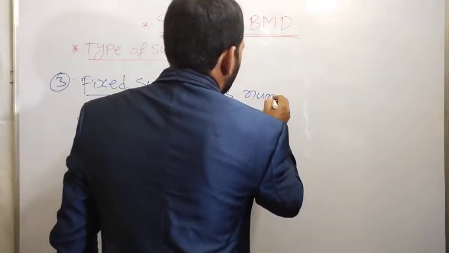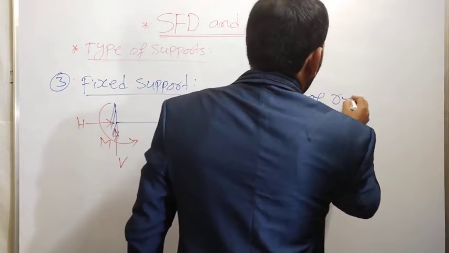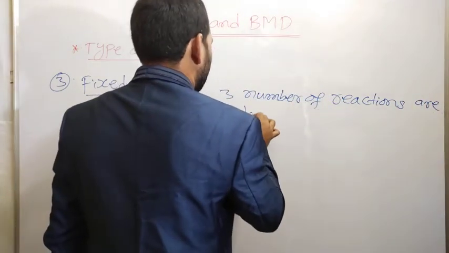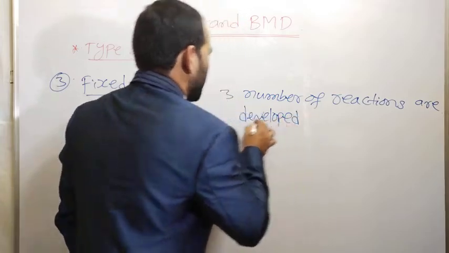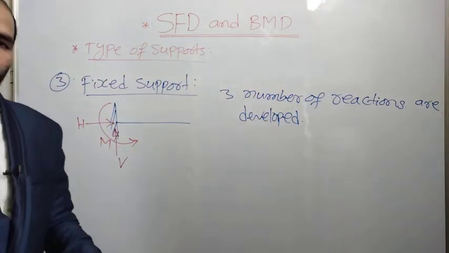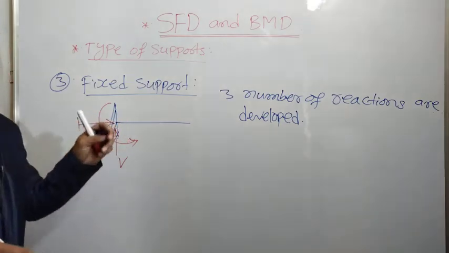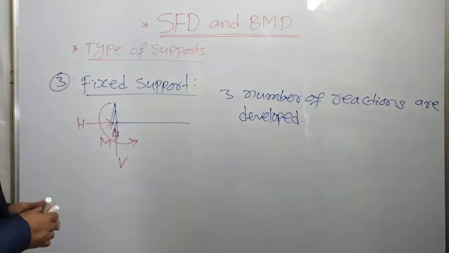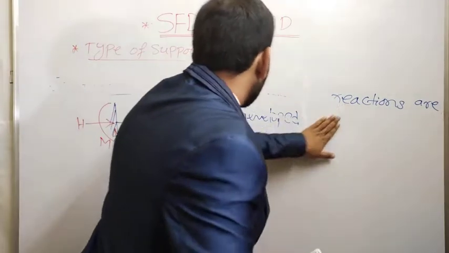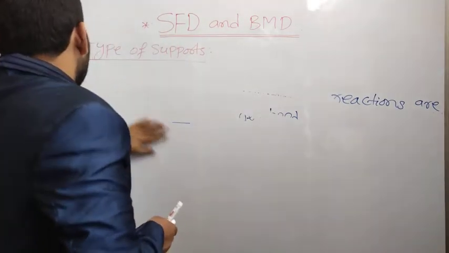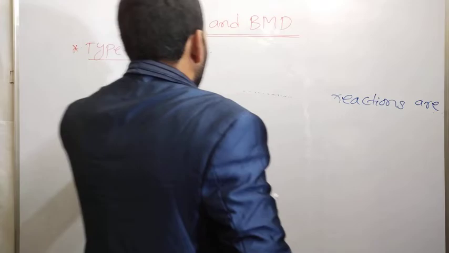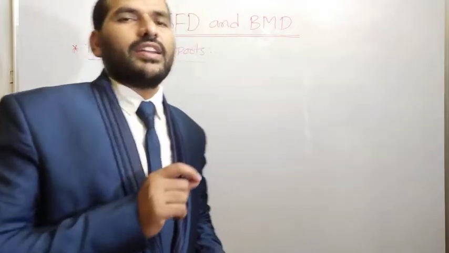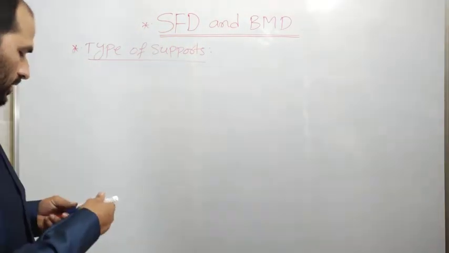For the fixed support, 3 reactions are developed: one is a vertical reaction, one more is a horizontal reaction, and one more is a moment. Alright, now we have discussed the reactions of the roller support, the pin or hinge support, and the fixed support.